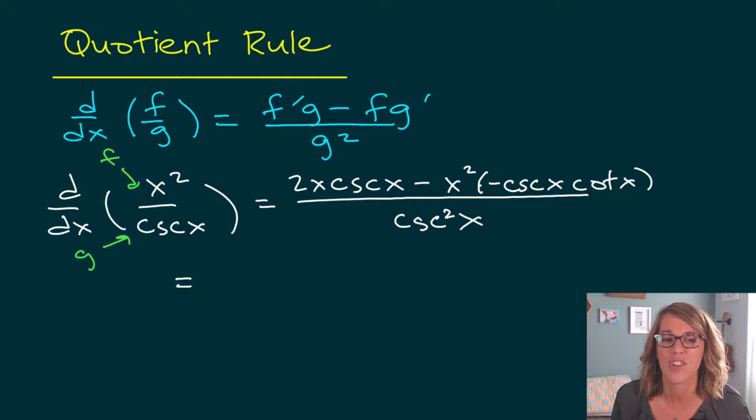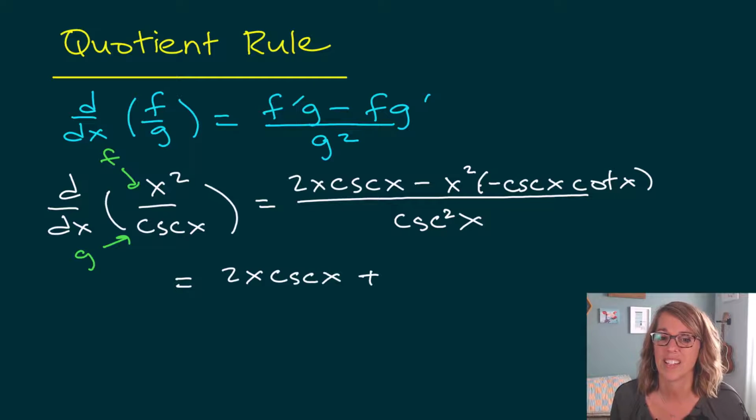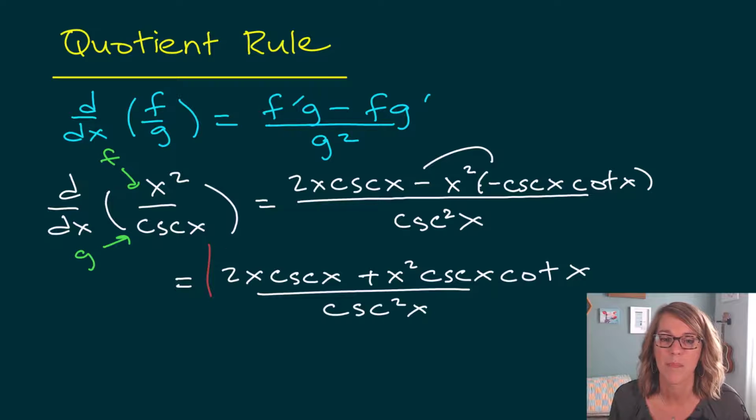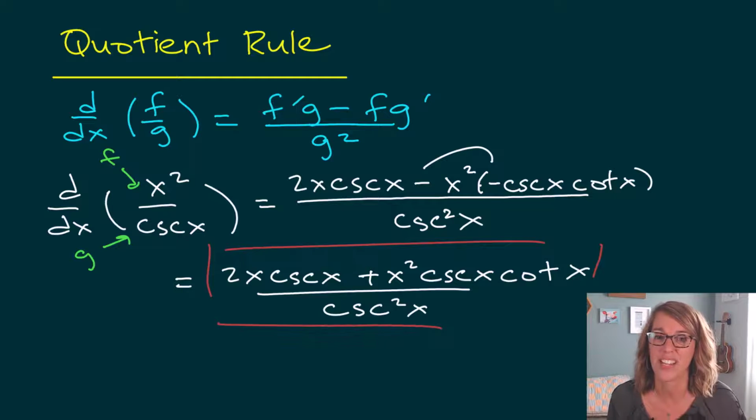I can clean this up just a tiny bit. My numerator is 2x cosecant x plus, because I've got those two minus signs, so plus x squared cosecant x cotangent x, all divided by cosecant squared. There are some other things that you can do to clean this up, but we've got our answer here.